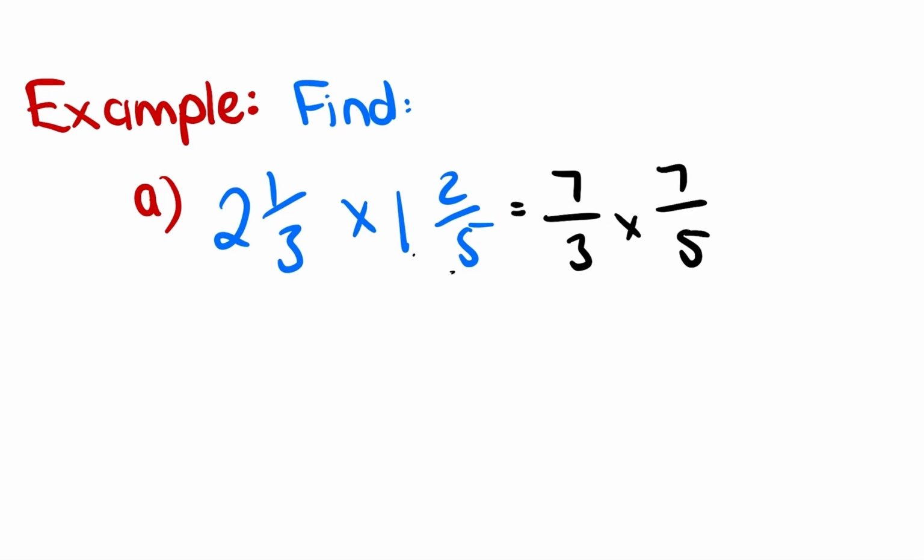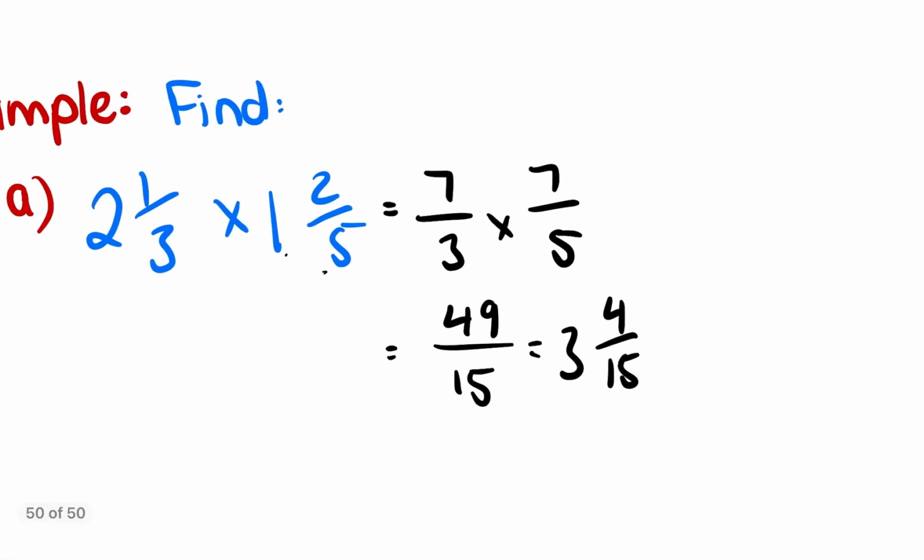Okay, so now we've got 7 over 5. Now let's go. 7 times 7 is going to give me 49. 3 times 5 is going to give me 15. Then we see, can we make this smaller? Yes, I'm going to look at how many times 15 goes into 49. 15, 30, 45. So 3 times. And I look and go, how much was left over? And that was 4 over 15. So always put into improper fractions before trying to multiply.